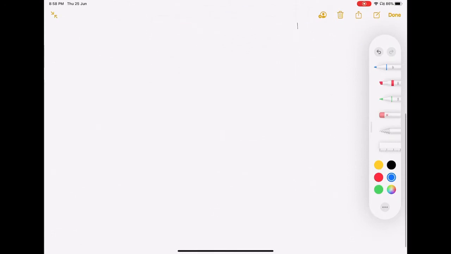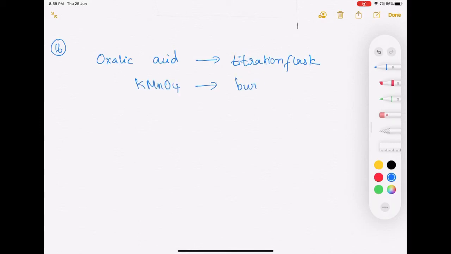Let's move to the next question, question number 16. Can one take oxalic acid solution in the burette and sodium hydroxide solution in the titration flask? What are the limitations of doing so, if any? Generally, we know how we do the titration. General principle is oxalic acid is taken in the titration flask. And which is taken in the burette? KMnO4 solution is taken in the burette, right? And this is our standard procedure.